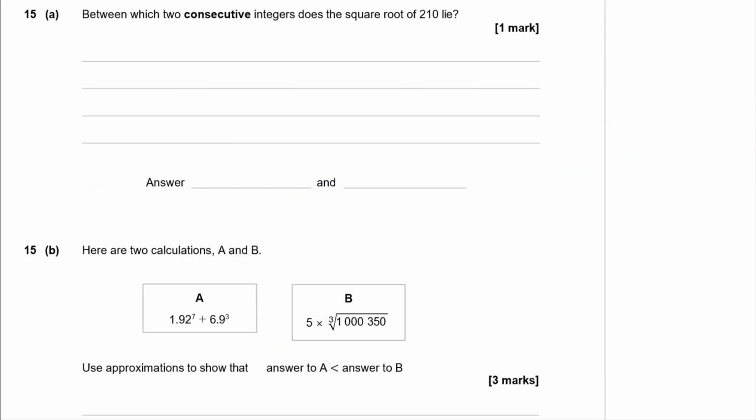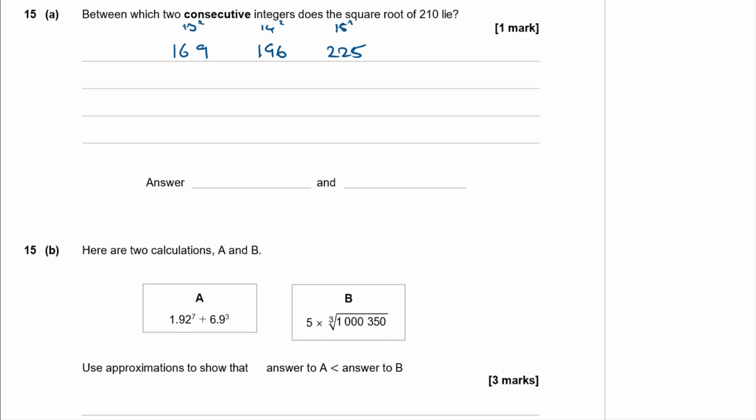Question 15a. Between which two consecutive integers does the square root of 210 lie? Okay, well, if you know your squares, you should know which two squares 210 lies between. So if you think about your squares, 12 12s are 144, 13 13s are 169, 14 squared is 196, and 15 squared I seem to remember is 225. If you don't remember these, you're just going to have to work them out, aren't you? Multiply your numbers until you know all the squares.